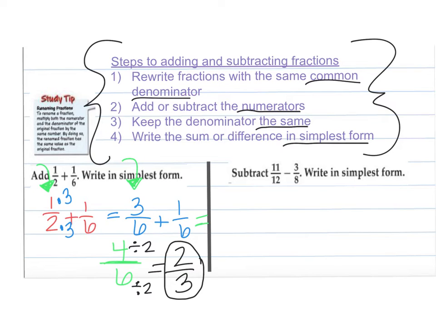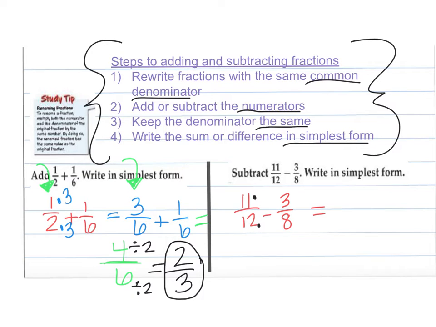Okay, then we have 11/12 minus 3/8. I'm going to rewrite this. 11/12 minus 3/8. So I need to change them to common denominators. I can't add or subtract fractions if we don't have the same denominator. So I, again, asked myself, what's a number that 12 and 8 can both go into? I know 12 and 8 can both go into 48.